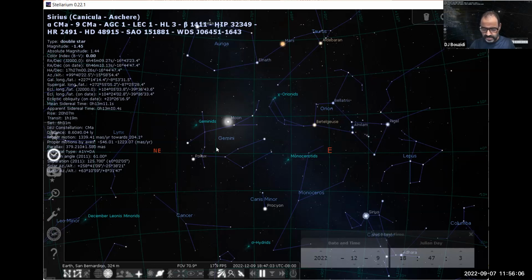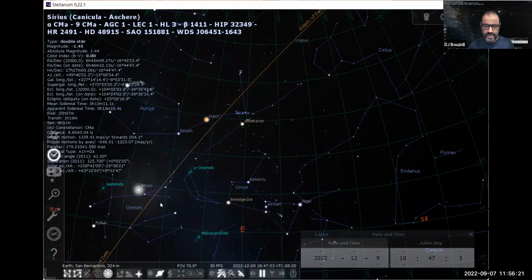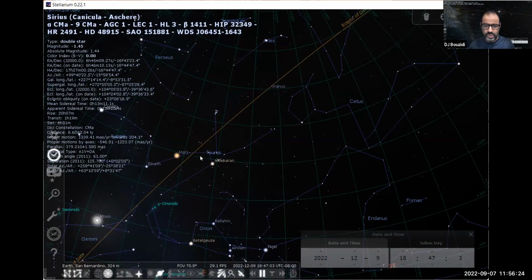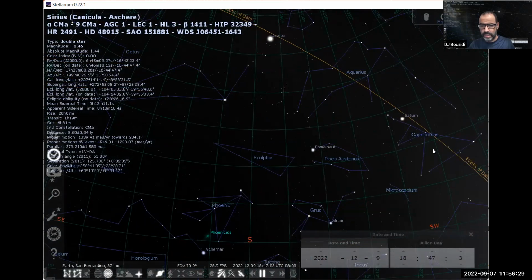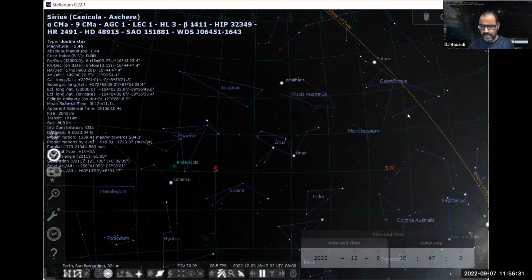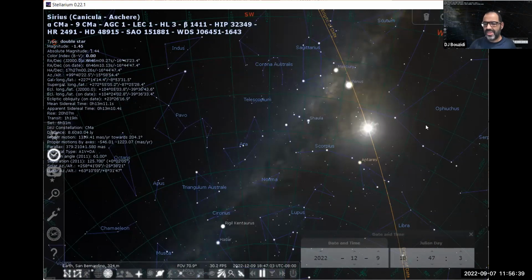Gemini is part of the signs of the zodiac. So if I click the comma line, the comma in here shows me the ecliptic. And in here, this line passes through all of the signs of the zodiac. So of course we have Gemini, we have Taurus, we have Pisces, we have Aquarius, we have Capricornus, we have Sagittarius, and this is the 13th constellation, okay?